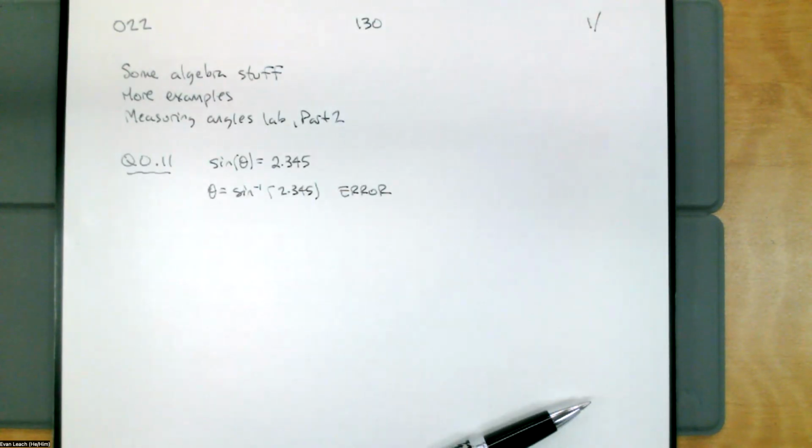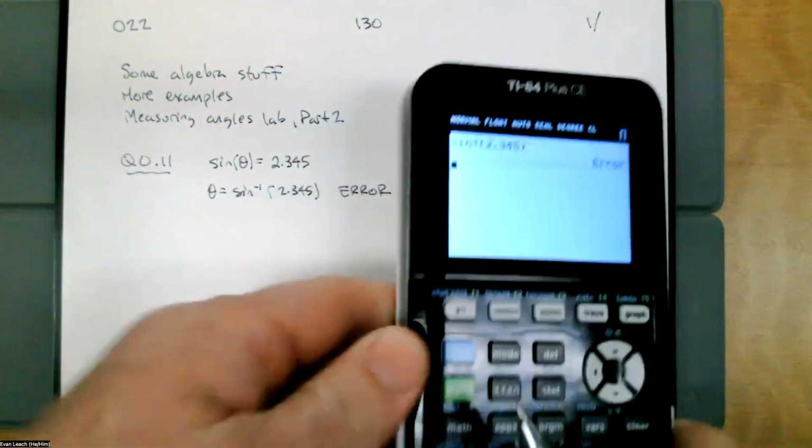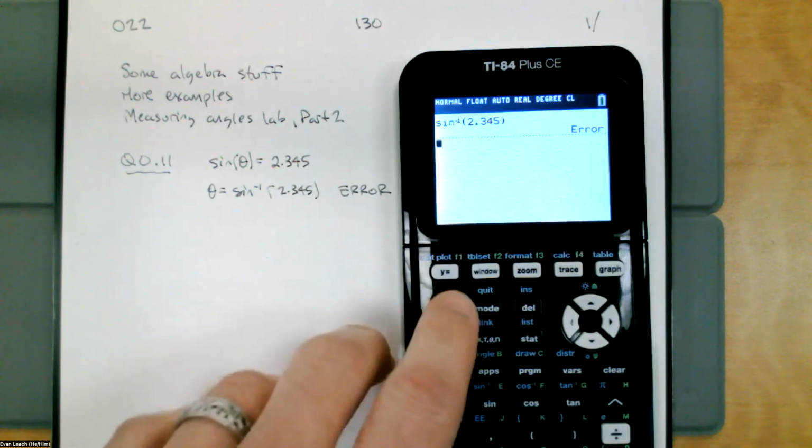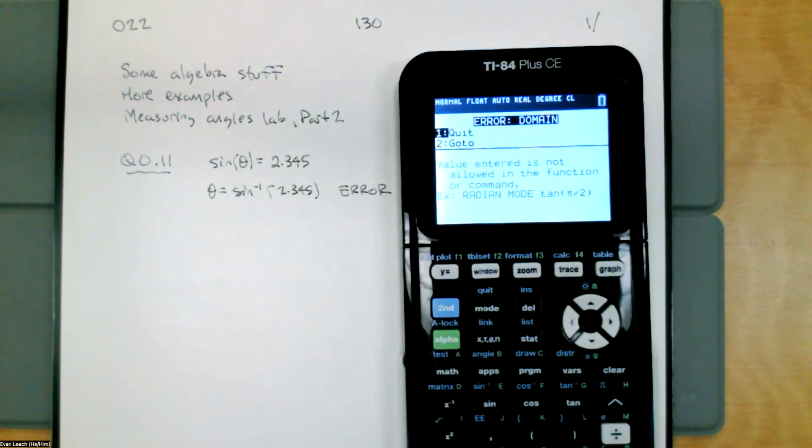So in this problem on the quiz, I asked you to find an angle theta such that sine of theta is 2.345. To find an angle, we grab our calculator and use inverse trig functions. We ask it, what is sine inverse of 2.345? And the calculator gives you an error. Specifically, it gives you a domain error. This is because there is no angle that has a sine of 2.345.